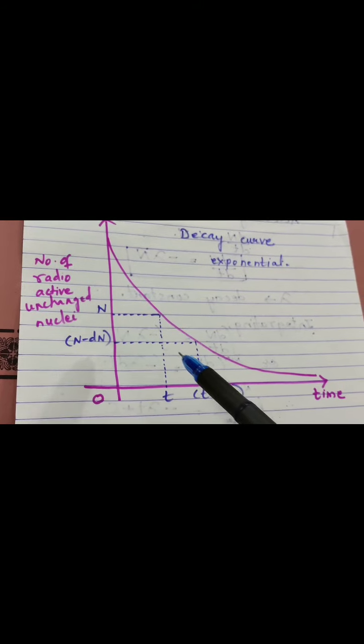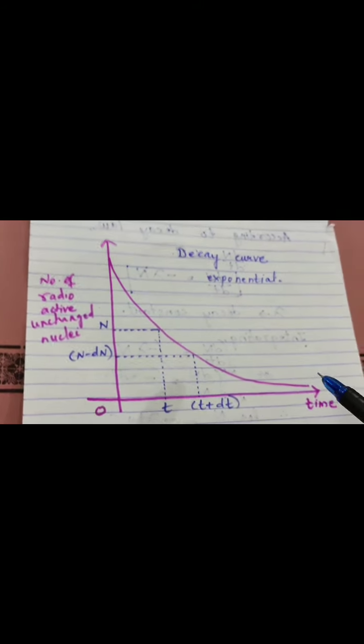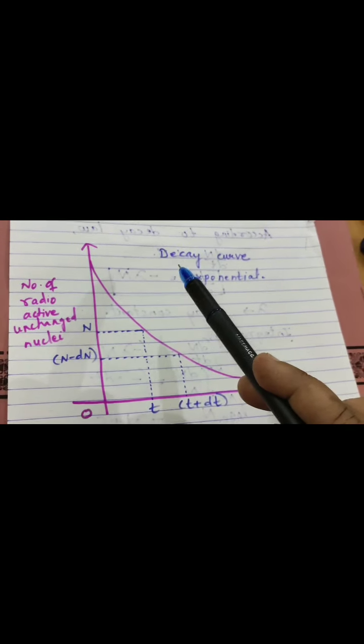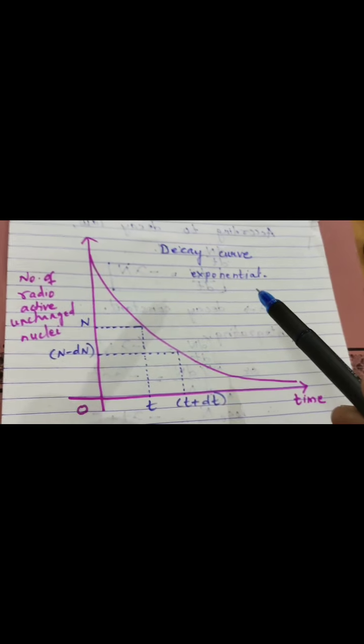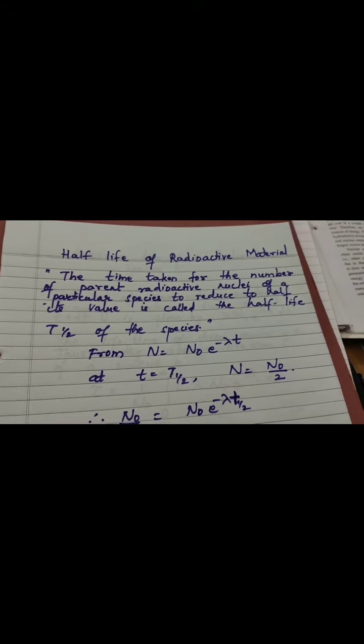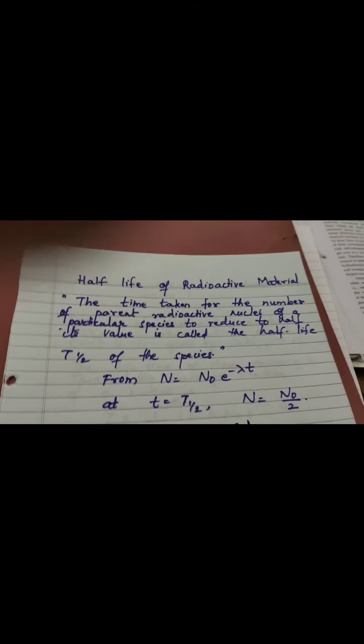So if we go on plotting a graph of these values, we get this particular curve, which is called the decay curve. Remember the name, it is called the decay curve, and the nature of this curve is exponential. Let us continue with our next derivation about the half-life of a radioactive material.